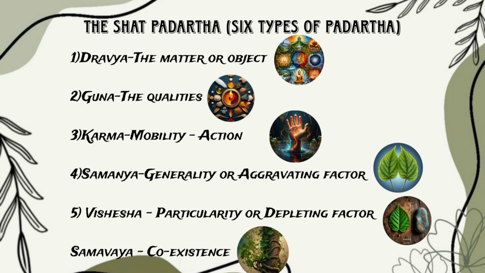Fourth, Samanya, that is generality, denoting common traits shared between multiple objects. Fifth is Vishesha, that is particularity. It means referring to unique attributes. Sixth is Samavaya, that is inseparable relation, referring to the inherent connection between Dravya and its qualities.